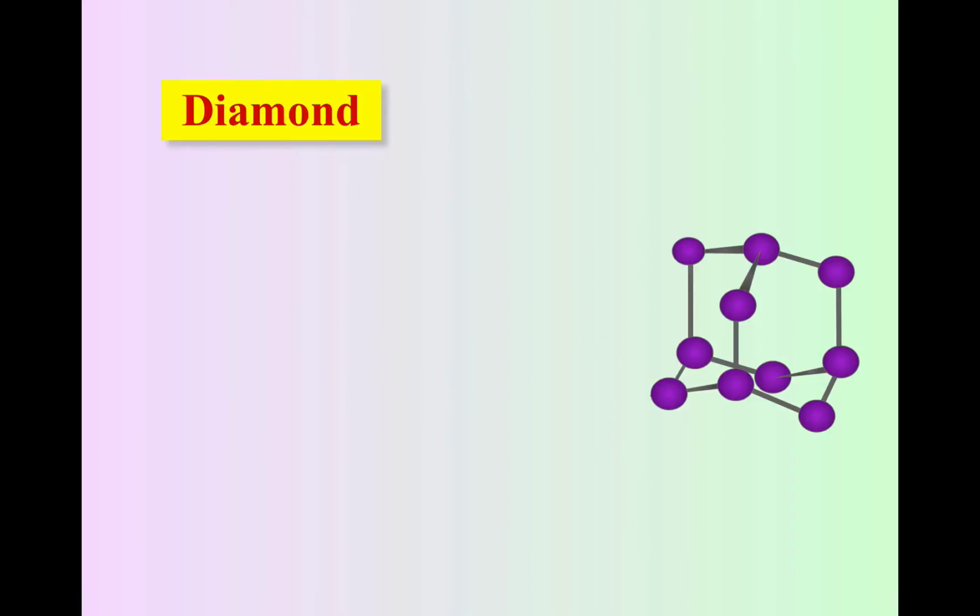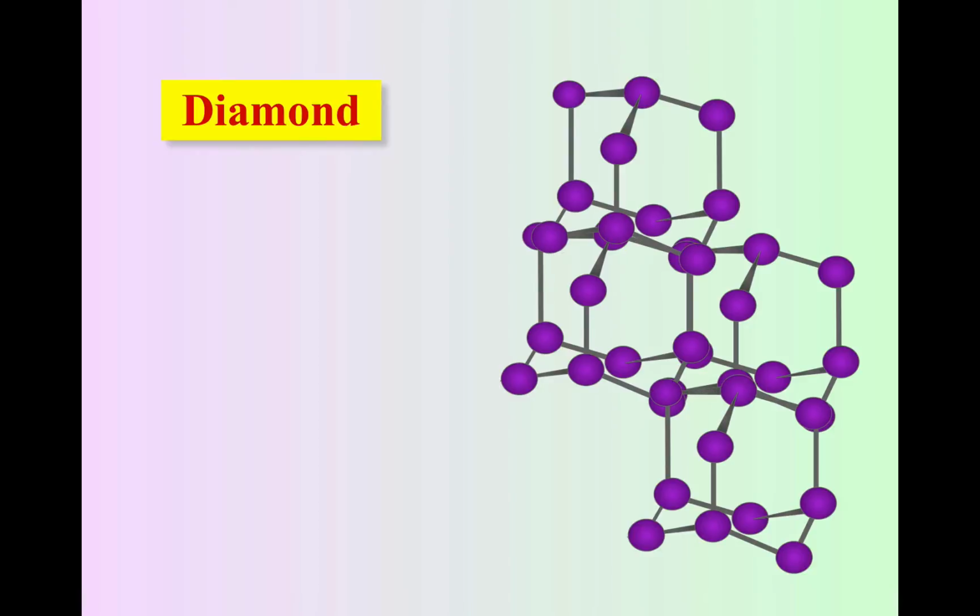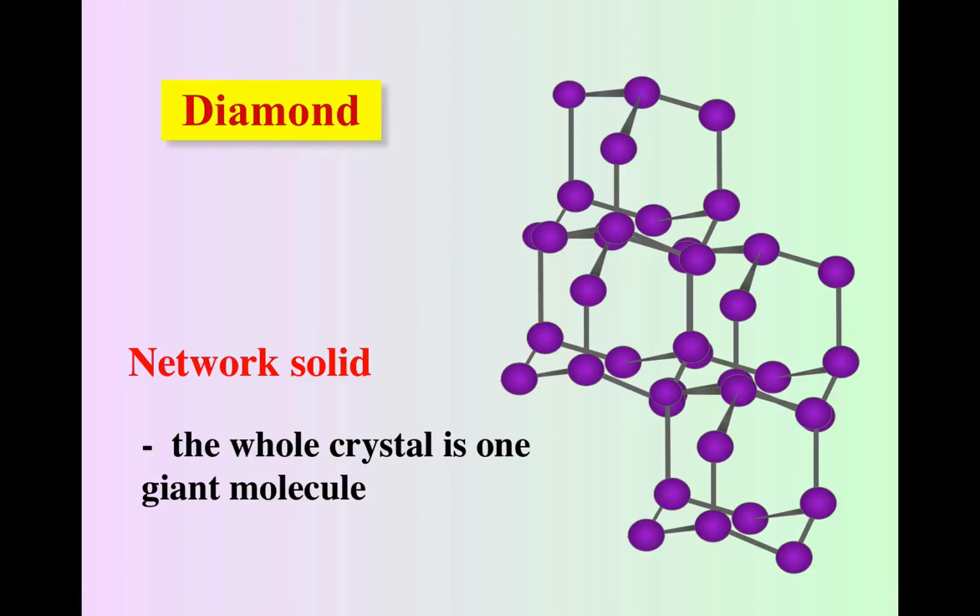There we are, diamond. So we get a tetrahedral geometry around each of the covalently bonded carbons, right? So it's sp3 hybridization around each of the carbons in the crystal. So you can think of a covalent crystal like one massive molecule, just huge. Another word for a covalent crystal is a network solid.